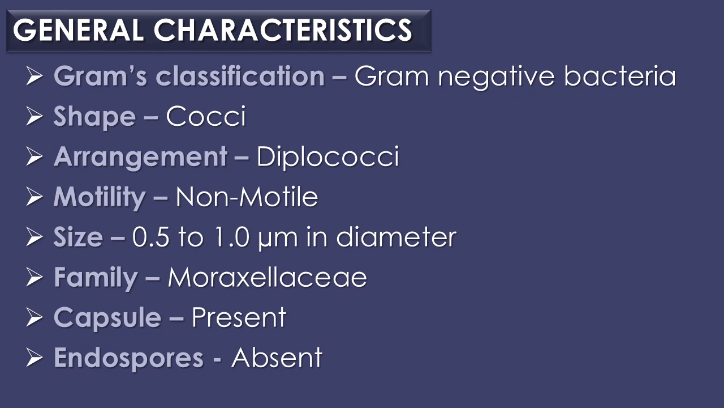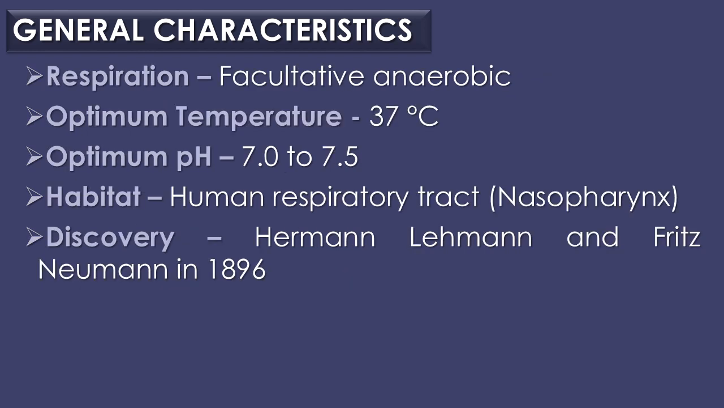The motility of the bacteria is non-motile. Size varies from 0.5 to 1 micrometer in diameter. The family of Moraxella catarrhalis is Moraxellaceae, and the capsule of the bacteria is present and endospores are absent. The respiration mode of Moraxella catarrhalis is facultative anaerobic. Facultative anaerobic is nothing but it can grow well in both the presence and the absence of oxygen.